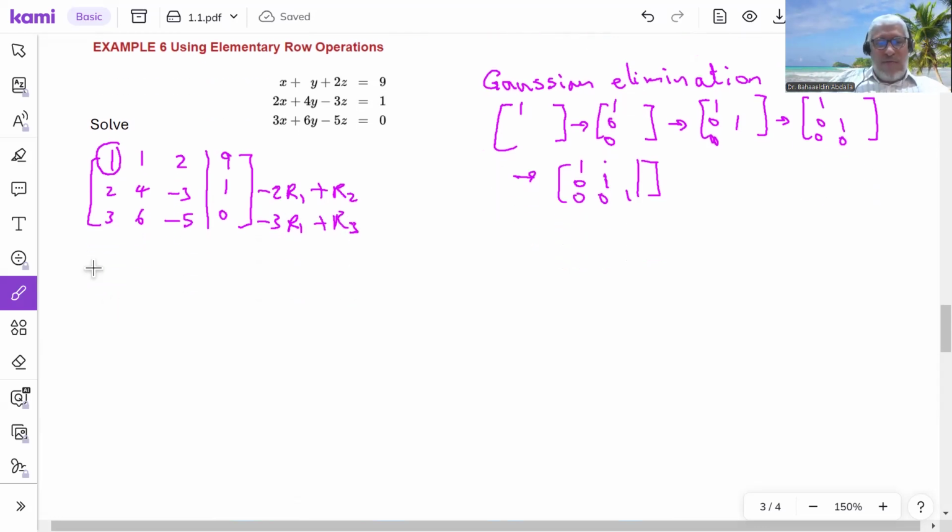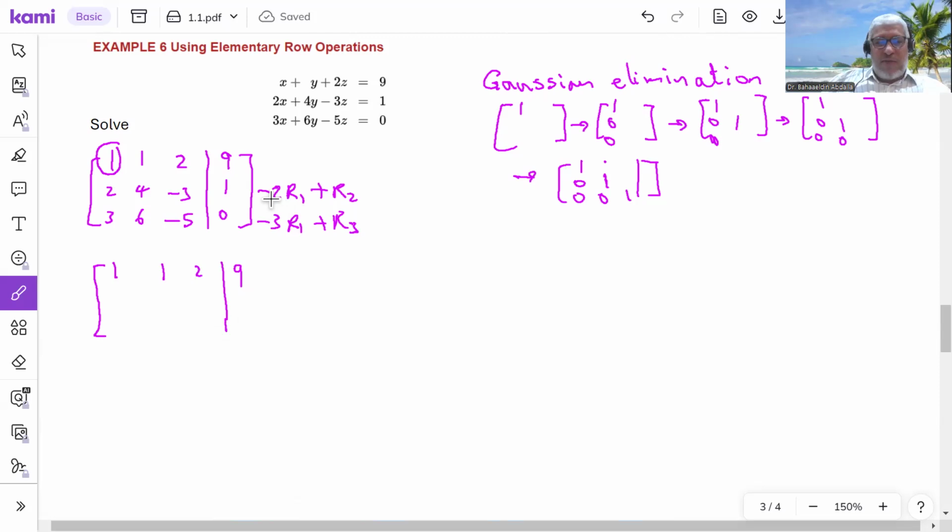Now I will have a new matrix, but with the same solution of the system. The solution of the system will not change. Here I am not changing row 1, but I'm changing row 2 with this operation.